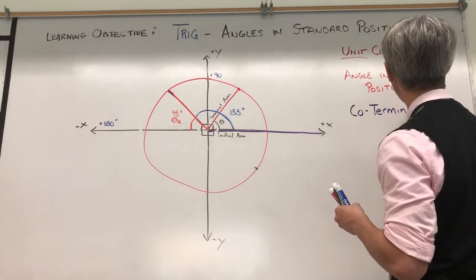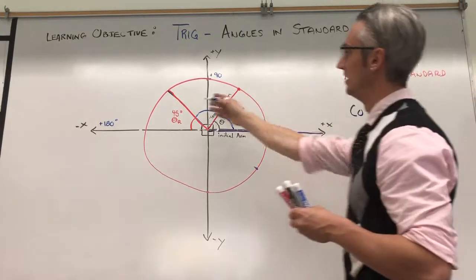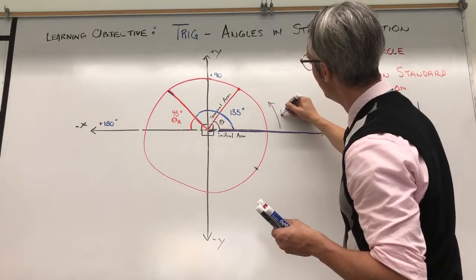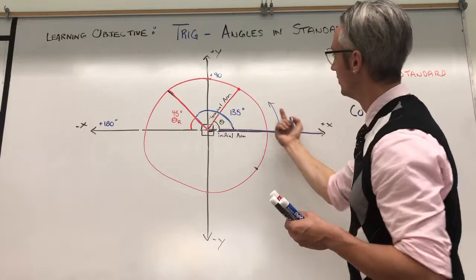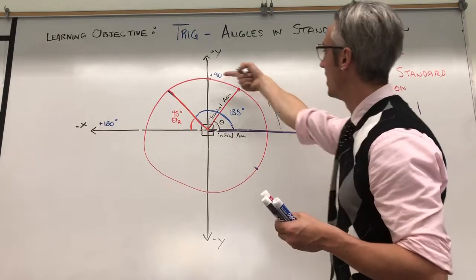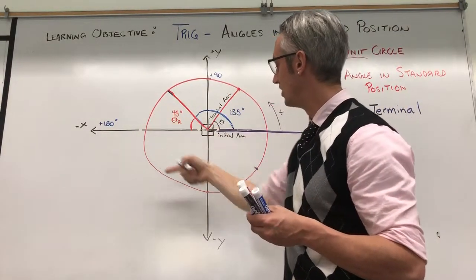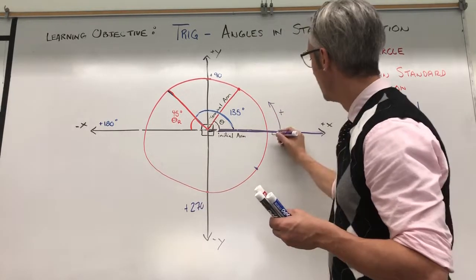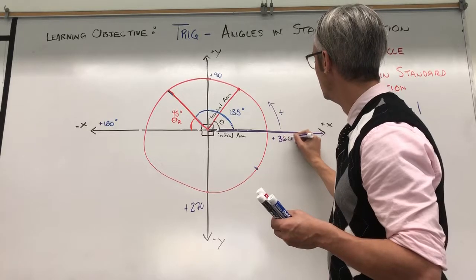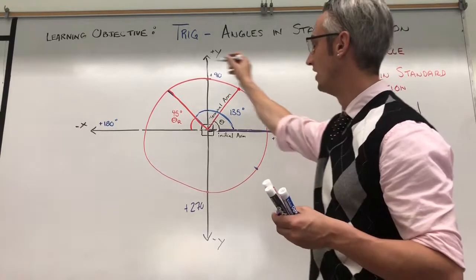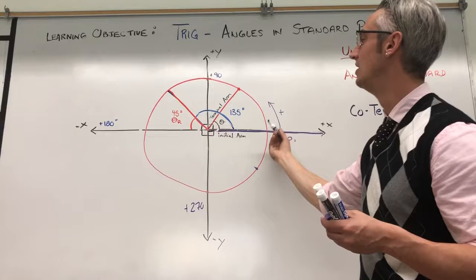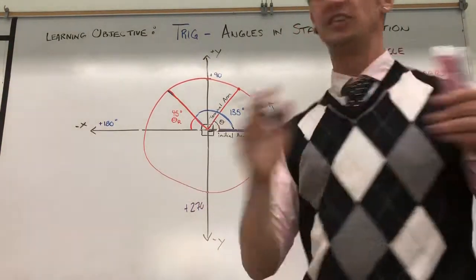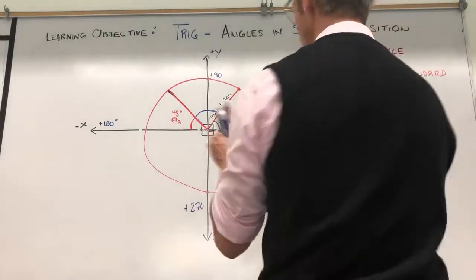Co means same or shared. Terminal means this. So we know that moving in this direction, we're moving in positive angles, right? Our angles are increasing. They go from 0 to 90 to positive 180. If we go down here, we add another 90, so this would be positive 270. And all the way back, this is positive 360. A circle all the way around is 360 degrees. Halfway around a circle is 180. So I'm facing this way and I just go half.